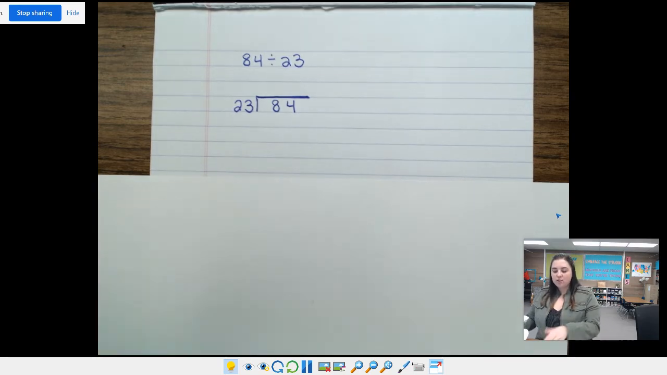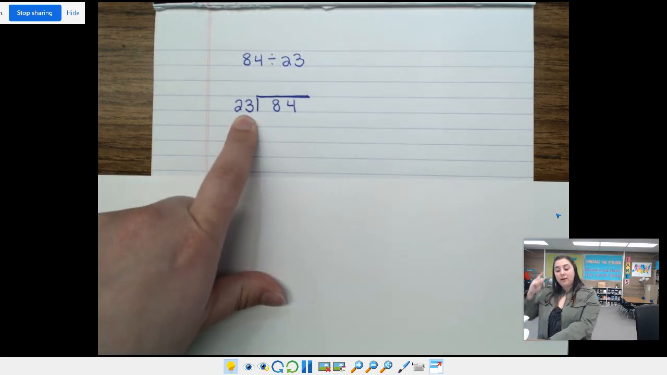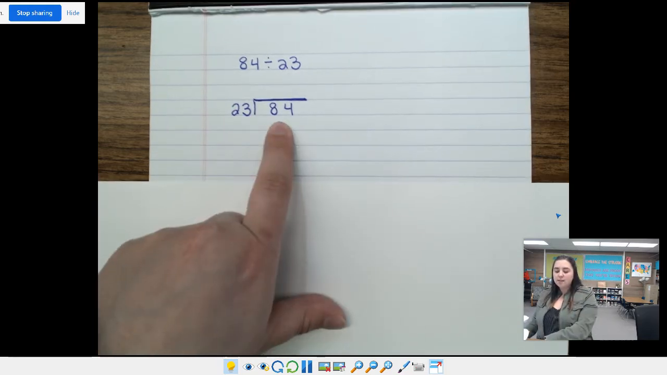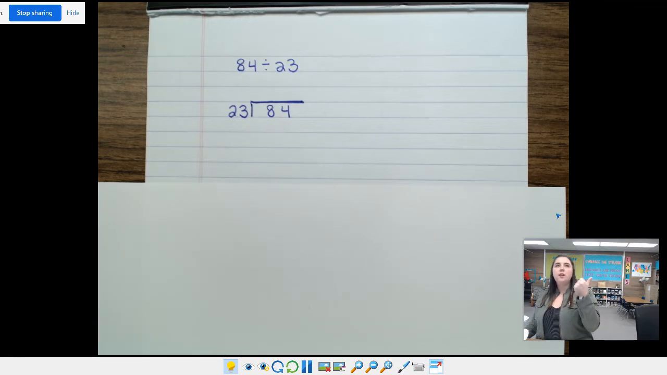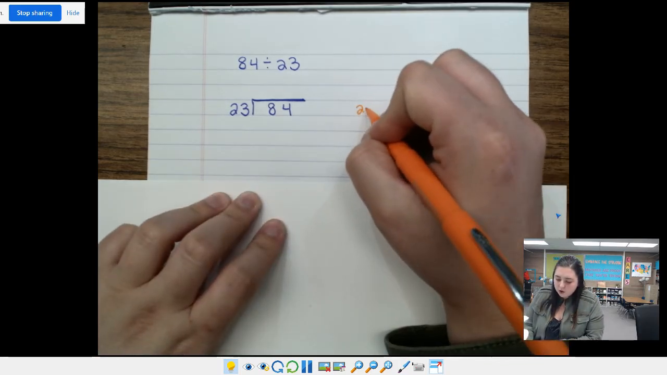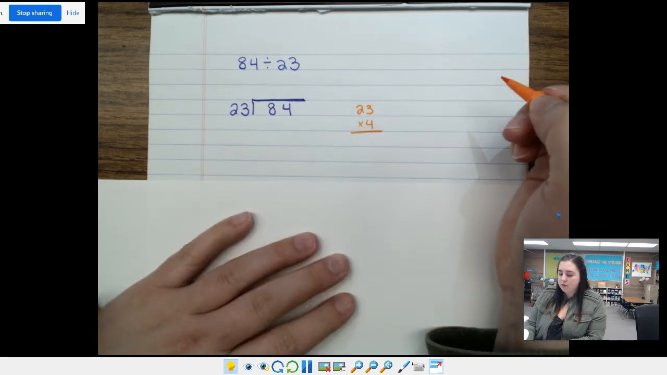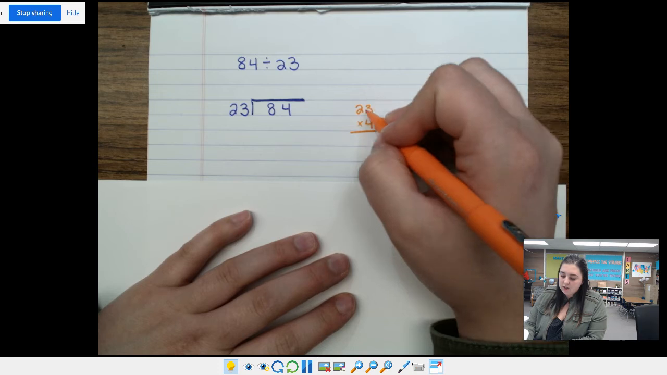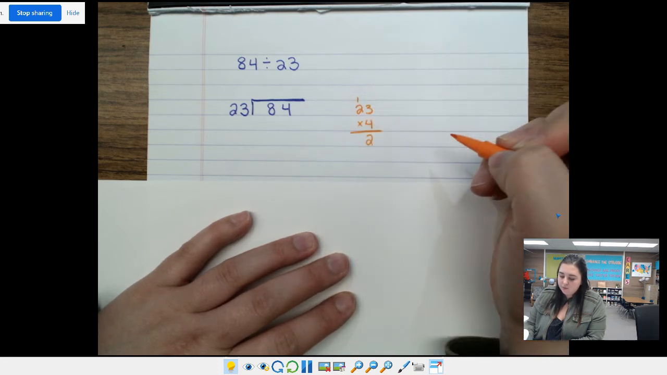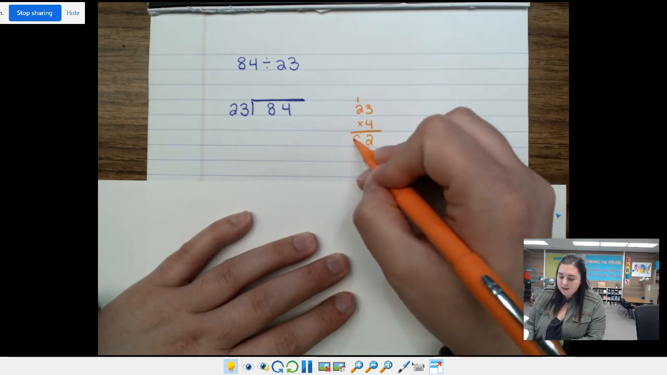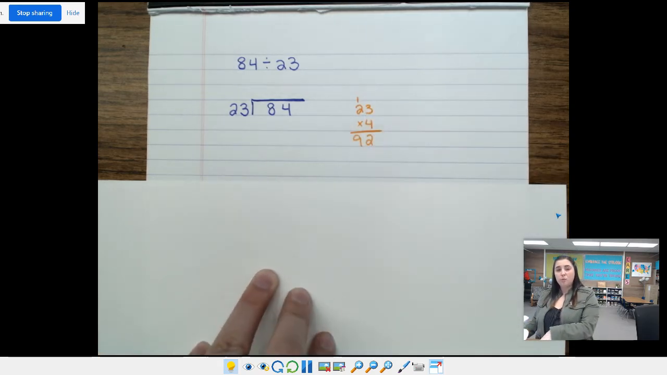Okay, so on this problem, if you were using some mental math, I would say 23 is close to 20. So if I count by 20s to get to 84, I'd go 20, 40, 60, 80. 80 is pretty close. So I'm going to check and see, would 4 groups of 23 work? I'm going to do 4 times 23. 4 times 3 is 12. 4 times 2 is 8, plus 1 is 9. Oh, 4 groups is too much.